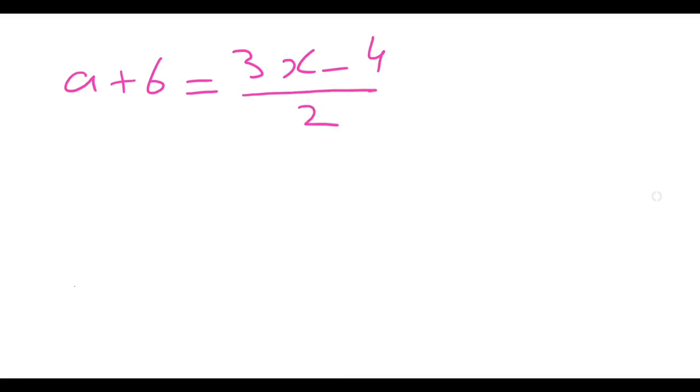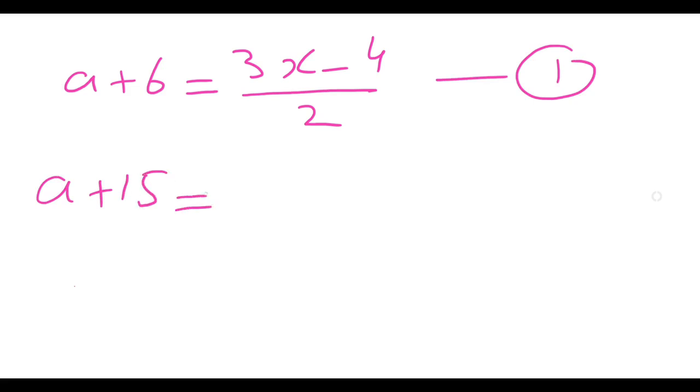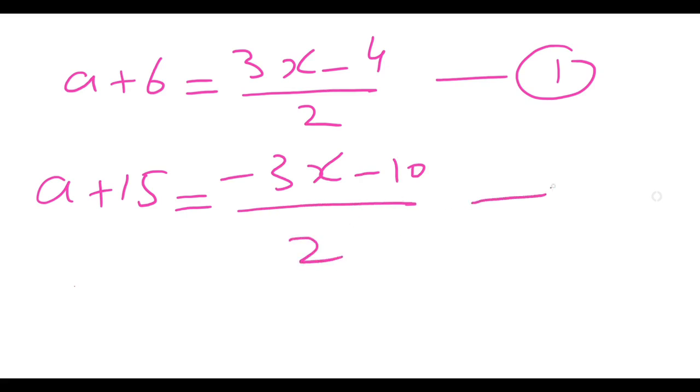So must remember from the problem description we have the term 3. The term 3 we got a plus 6 now is equal to (3x - 4)/2. So this is my equation number 1. And the term 6 we got a plus 15 now is equal to (-3x - 10)/2. This is my equation number 2.